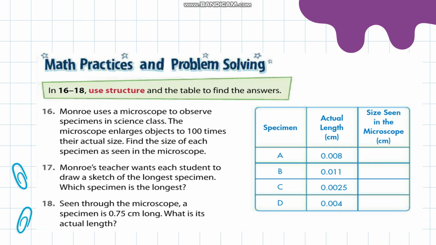Number 16, 17, and 18. So we're going to use the table to find the answer. Number 16, Monroe uses a microscope to observe a specimen in science class. The microscope enlarged the object 100 times. So it means we need to multiply all of these by 100 to find the answer. If I multiply by 100, it means 2 movements to the right because I have 2 zeros. So if I move 2 to the right, the answer is 0.8.